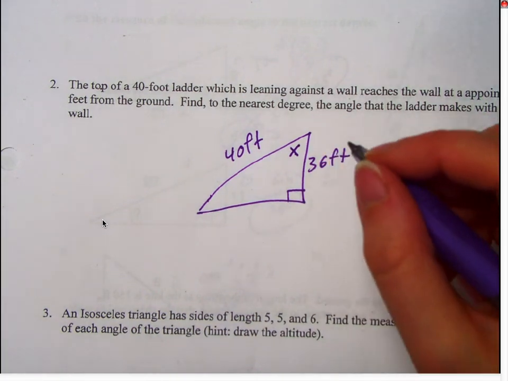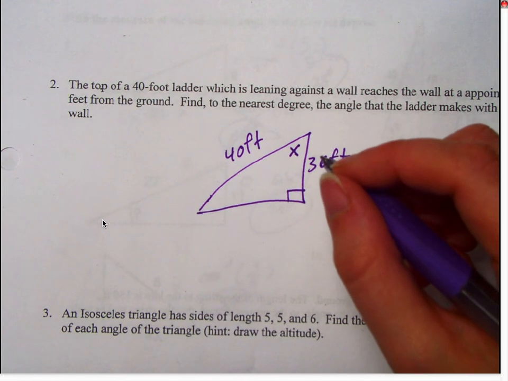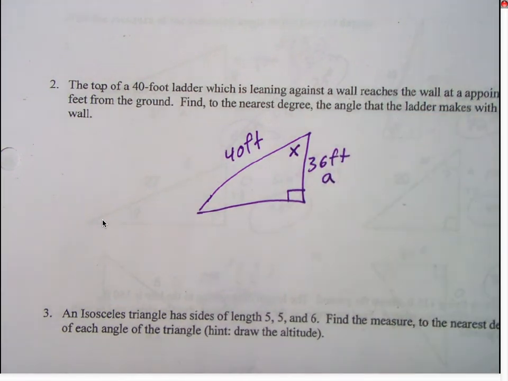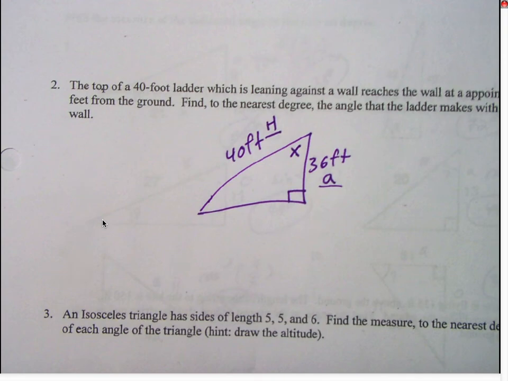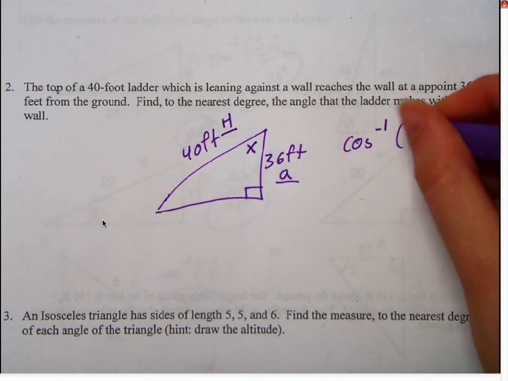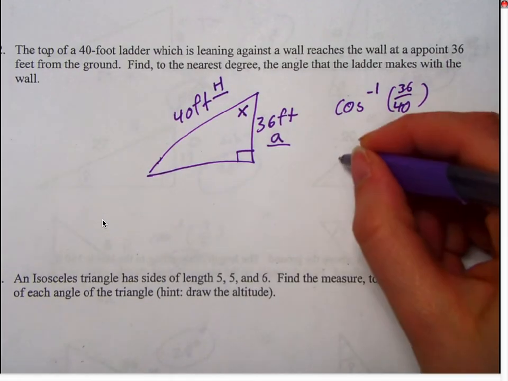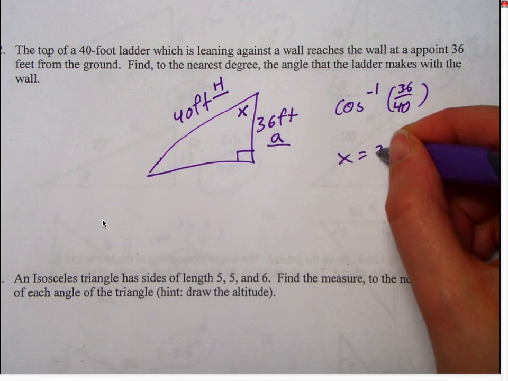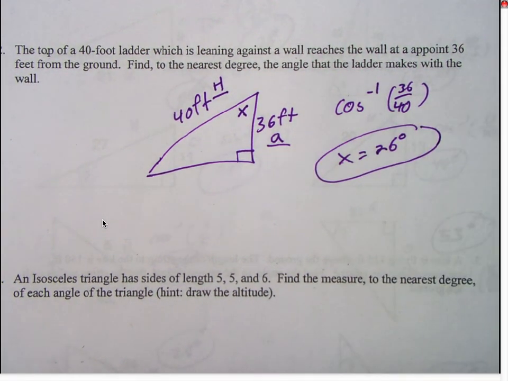So 36 is my opposite, adjacent, or hypotenuse? Adjacent. 40 is my opposite or hypotenuse? So which one uses H and A? Cosine. Good. So we're going to do the inverse cosine, adjacent over hypotenuse, and what do I get, guys? 26 degrees when we round to the nearest degree. Okay.